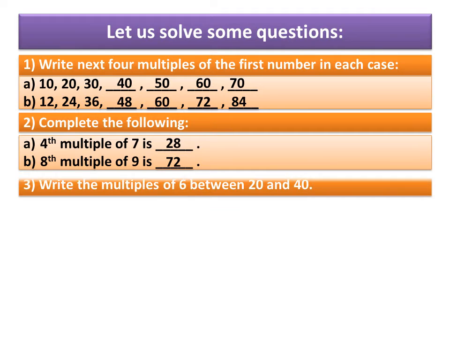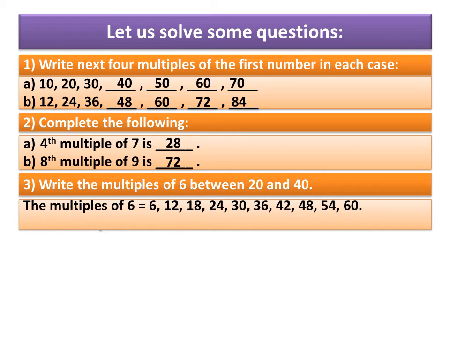Question number 3. Write the multiples of 6 between 20 and 40. Everyone knows the table of 6. So the multiples of 6 are 6, 12, 18, 24, 30, 36, 42, 48, 54 and 60. But the question is, write the multiples of 6 between 20 and 40. So the answer is 24, 30 and 36.